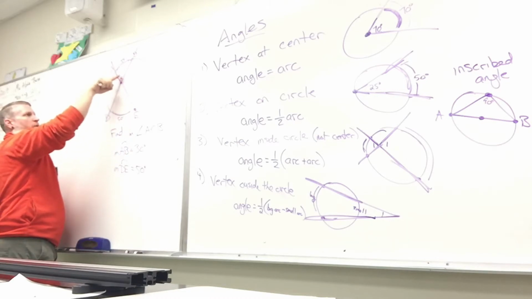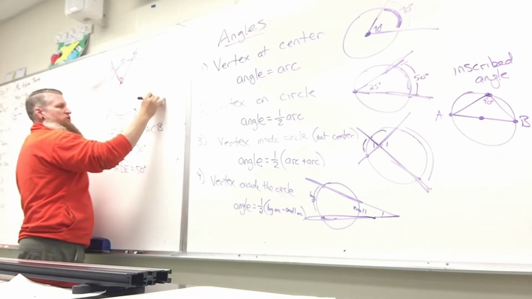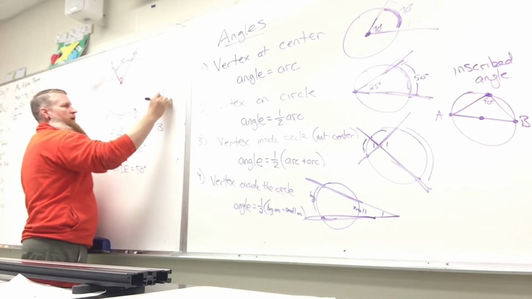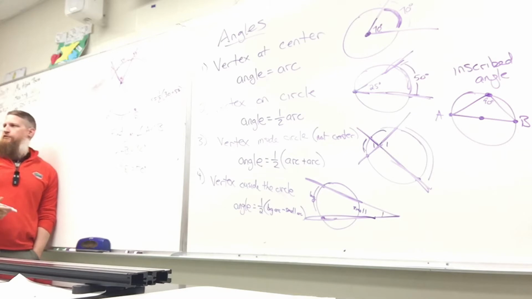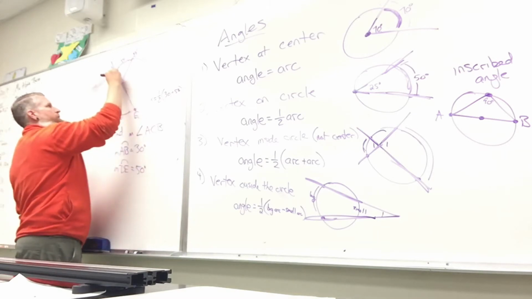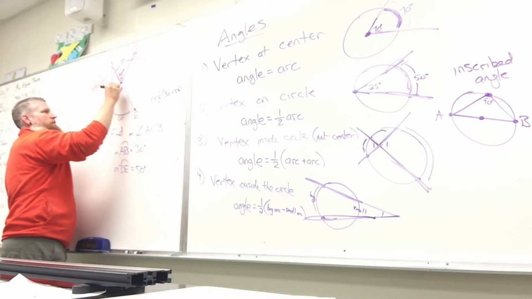So if I want to find x here, where I put the x for the measure of ACB, I'm going to do 1/2 of 30 plus 50. What's half of 30 plus 50? 40. So 40 degrees right there.